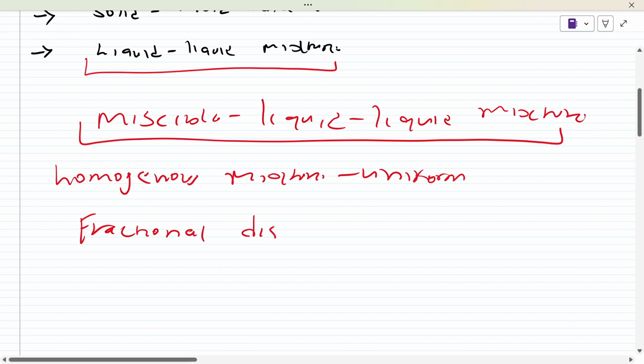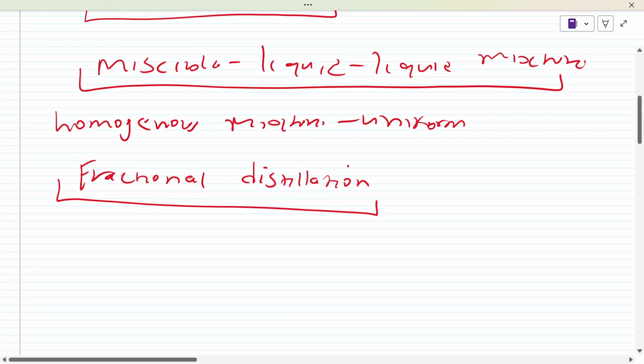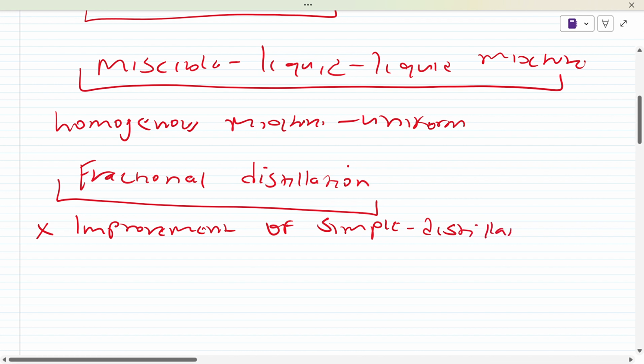Fractional distillation. This is fractional distillation. And fractional distillation is an improvement of simple distillation.